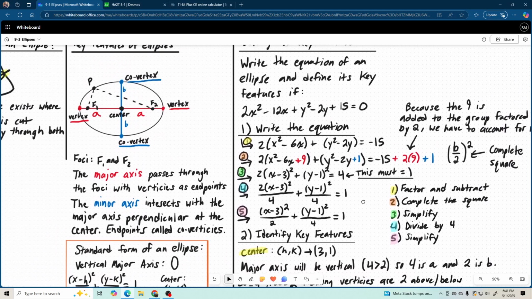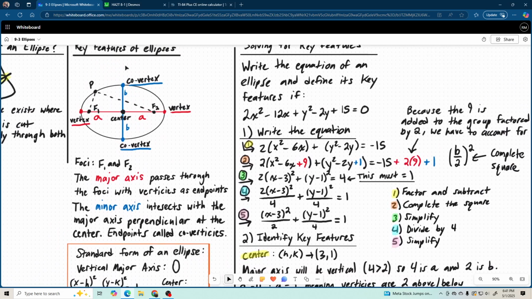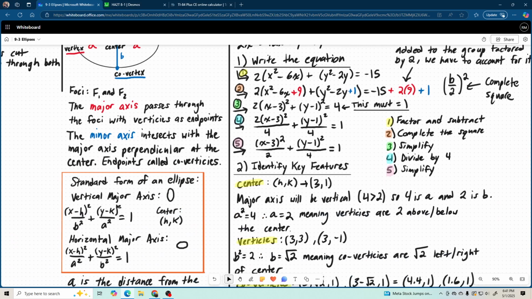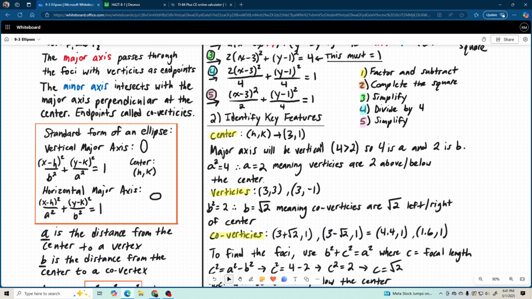So if we start with our vertices, they are the distance a from the center, which in this case would be up and down because we have a vertical major axis. So we're going to be going up 2 and down 2 from our center. If our center is at (3, 1) and we go up 2, it would give us (3, 3). And then if we have (3, 1) and we go down 2, we'd be at (3, negative 1).